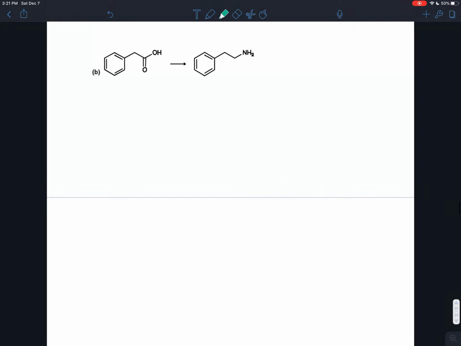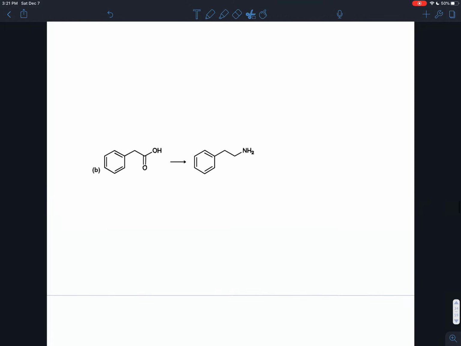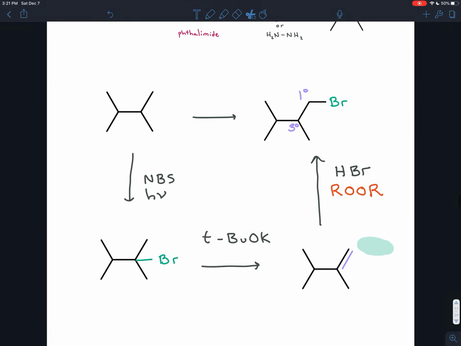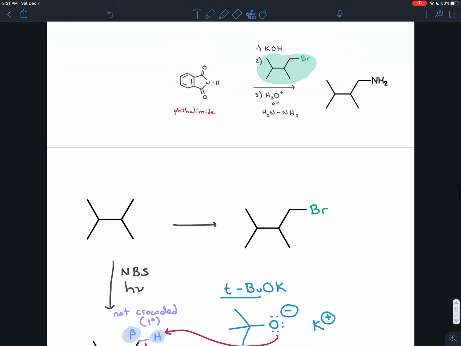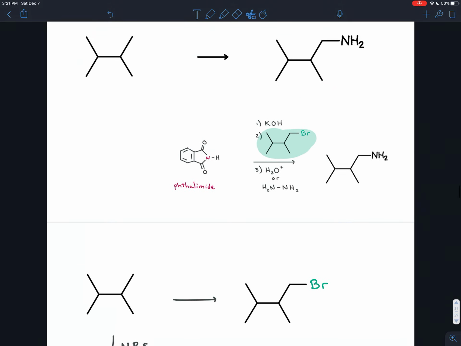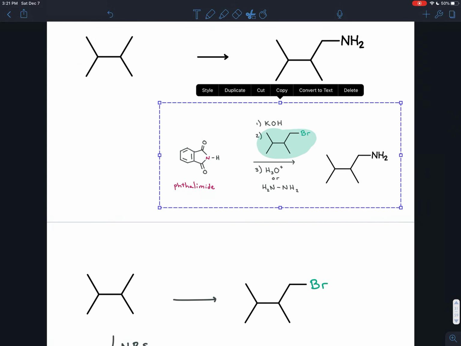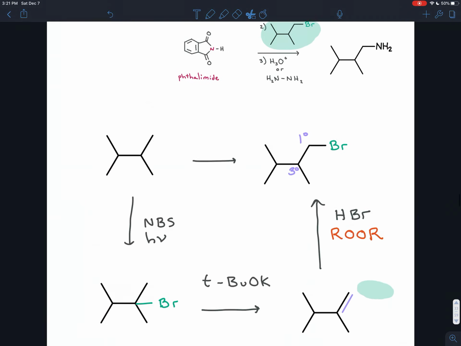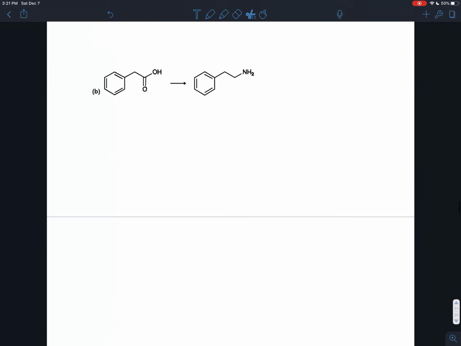Okay, let's try another one. Here, we have a carboxylic acid, and we want to turn it into an amine. And the exercise is asking us to use the Gabriel synthesis for this. So we can take our general recipe for the Gabriel synthesis and just switch the appropriate alkyl halide in.